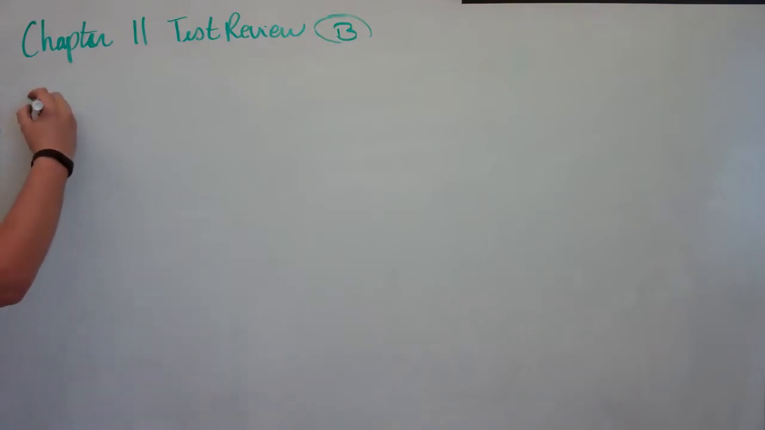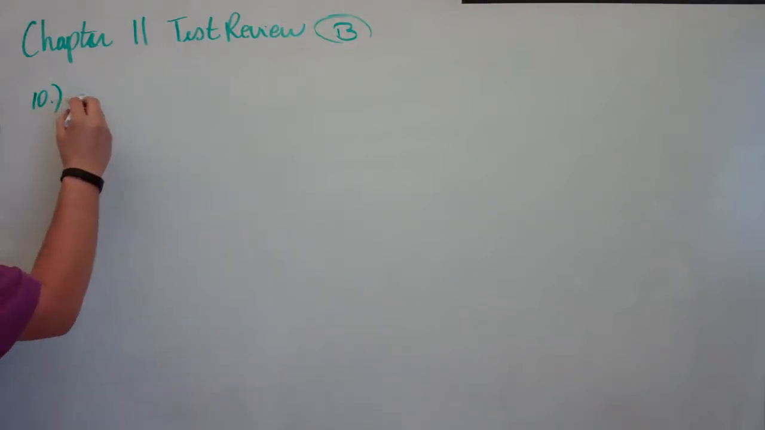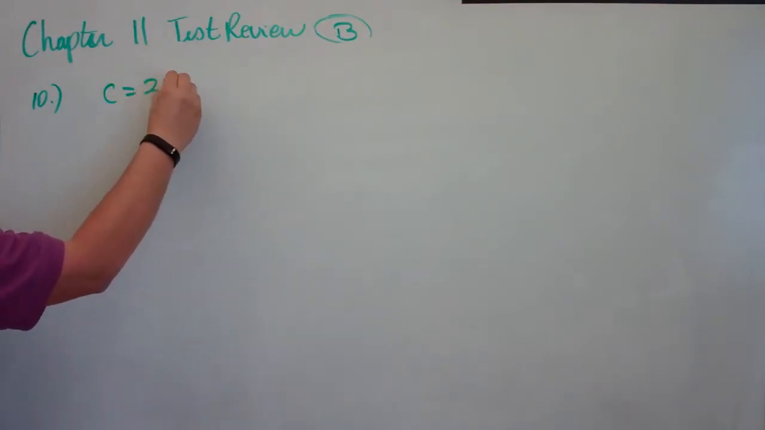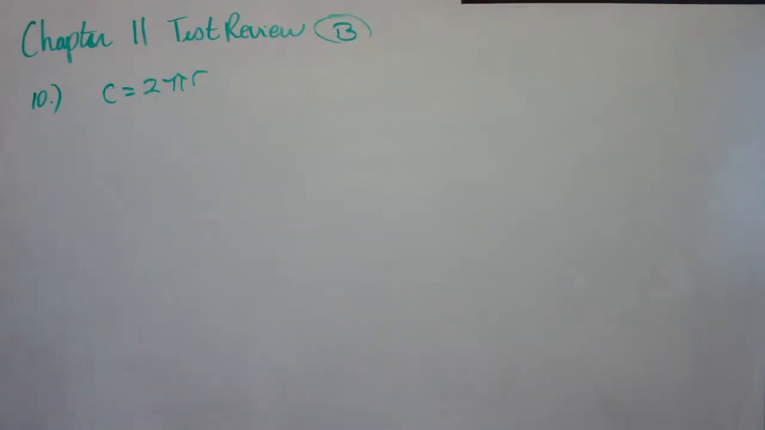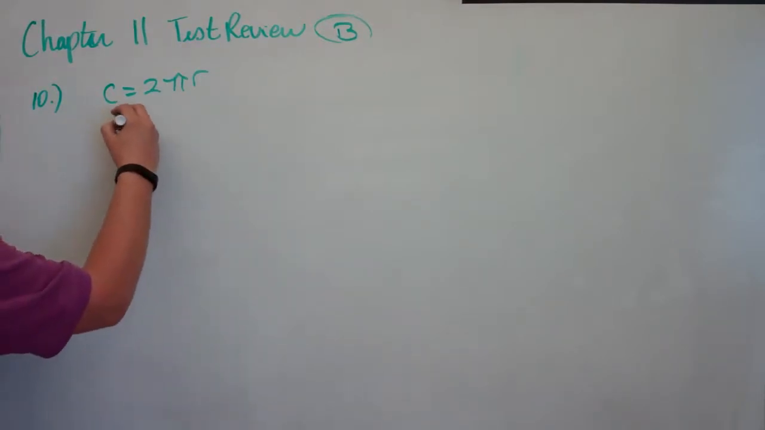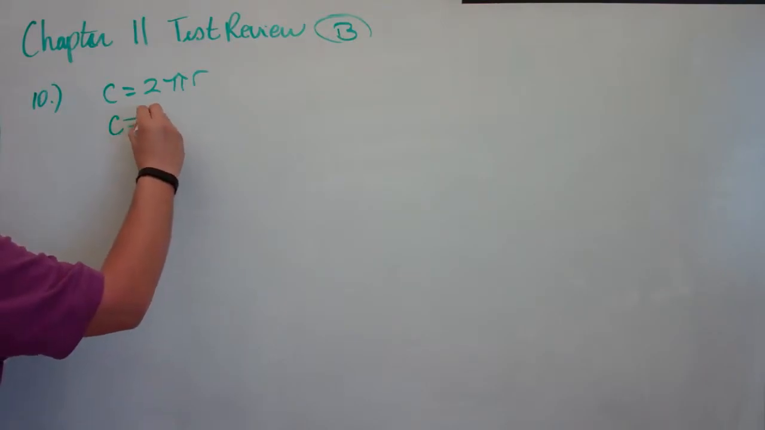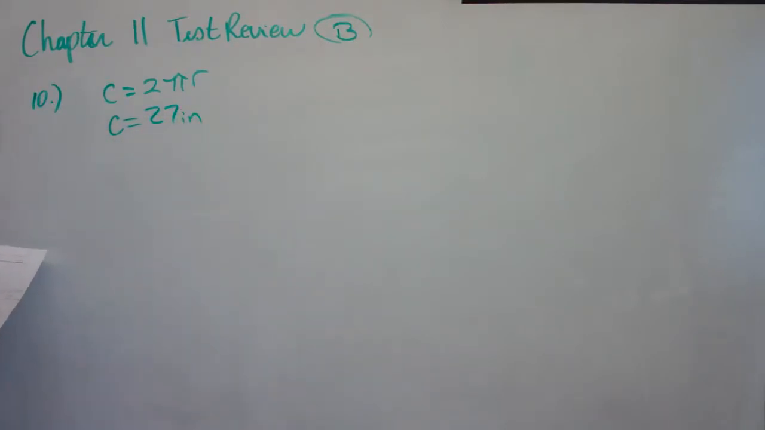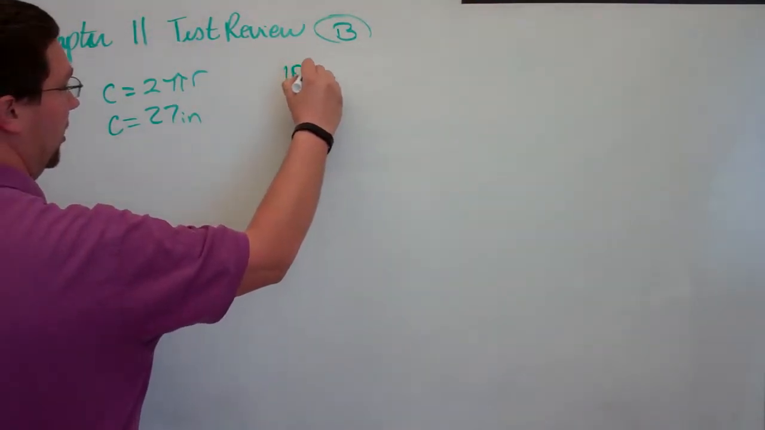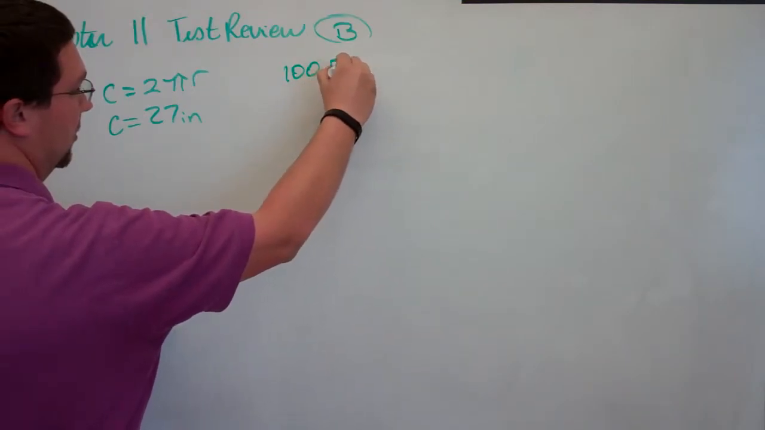Number 10. It says the circumference of a standard bowling ball. Well, there we go. We know circumference. Let's start writing stuff down. Circumference is 2 pi r. Then it says the circumference of a standard bowling ball is about 27 inches. To the nearest unit, so we're rounding to a whole number, how many square inches is the surface area of 100 bowling balls?